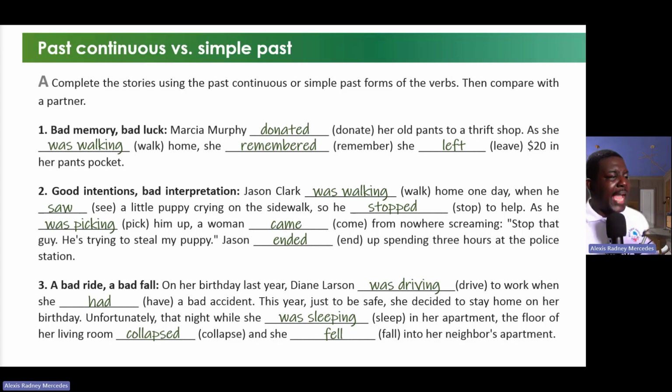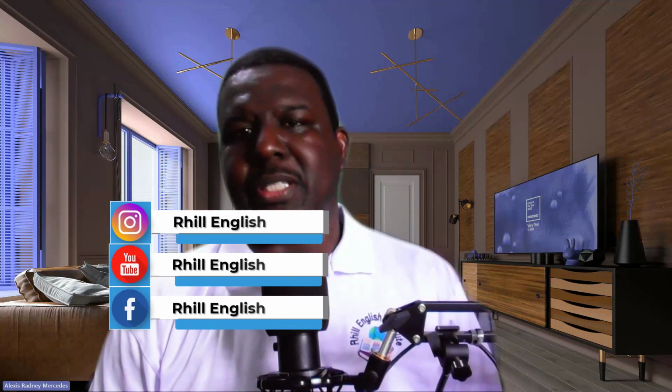Well, guys, I suppose that this can help you to understand the difference between simple past and past continuous. Okay? Simple past versus past continuous versus simple past.